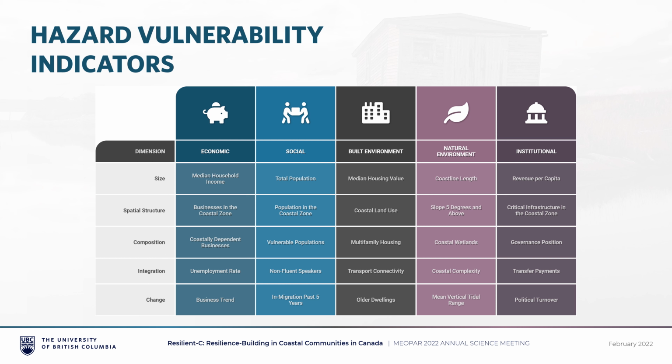The platform uses a set of 25 hazard vulnerability indicators to help determine which communities are most similar. These are broken into 5 capitals: economic, social, built environment, natural environment, and institutional. Source data for our indicators includes the 2016 census, election and financial reports, business location points, digital elevation models, land use and land cover layers, and a set of custom geospatial measures.